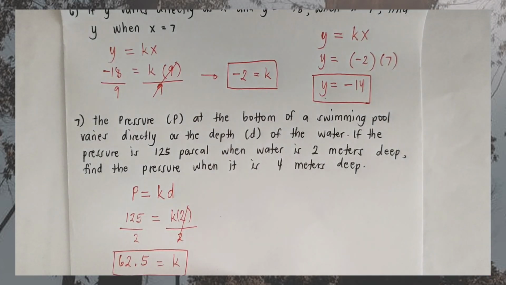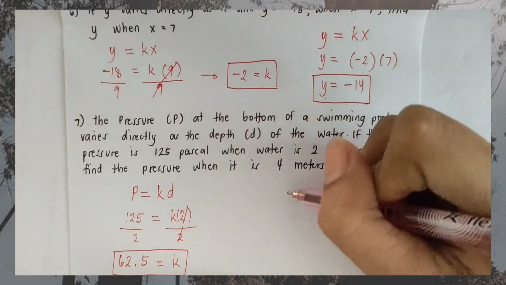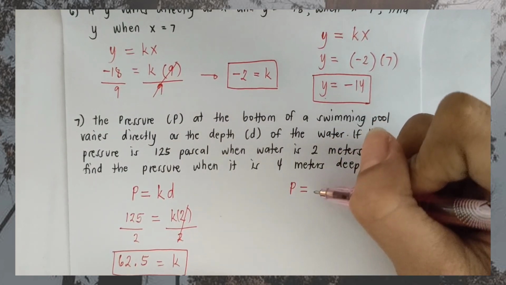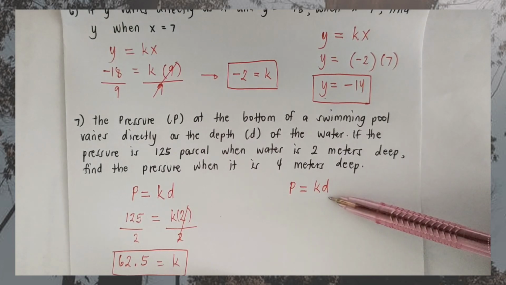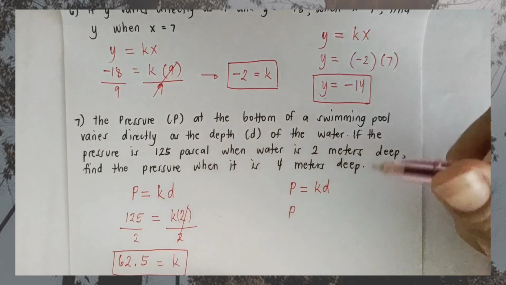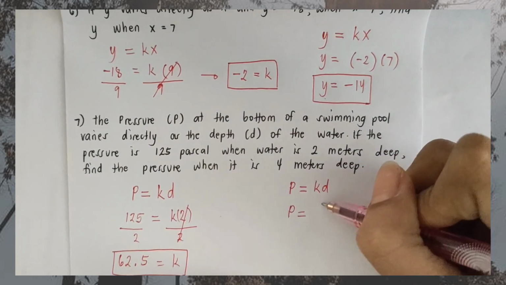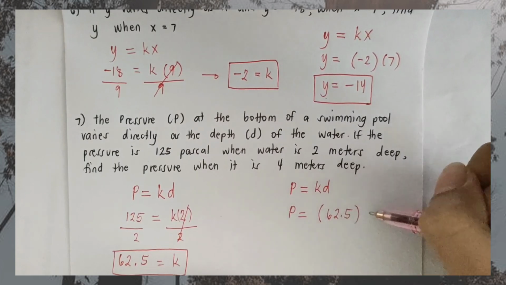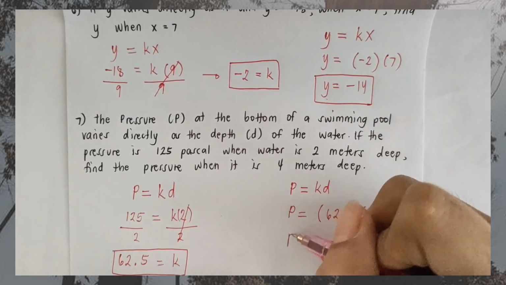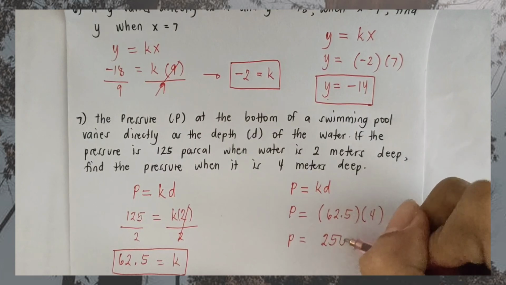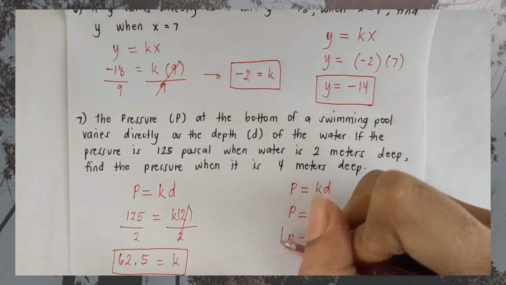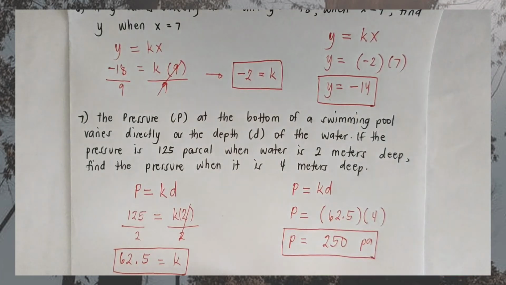Now, from the problem, we are also looking for the pressure when it is 4 meters deep. Again, rewrite the equation. P is equal to kd. Now, substitute for the value of our k, which is 62.5 here, and our d is 4 meters. So, P is equal to 62.5 times 4. Okay, let's compute. 62.5 times 4 is equal to 250, and do not forget the unit pascals. So this is now our final answer.